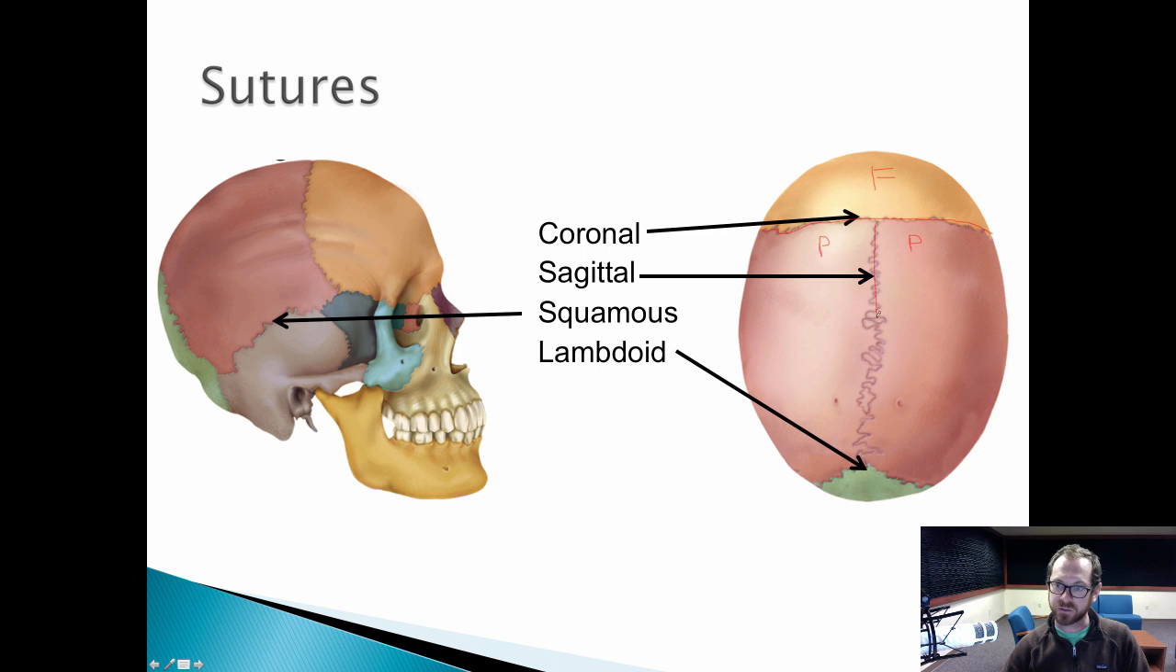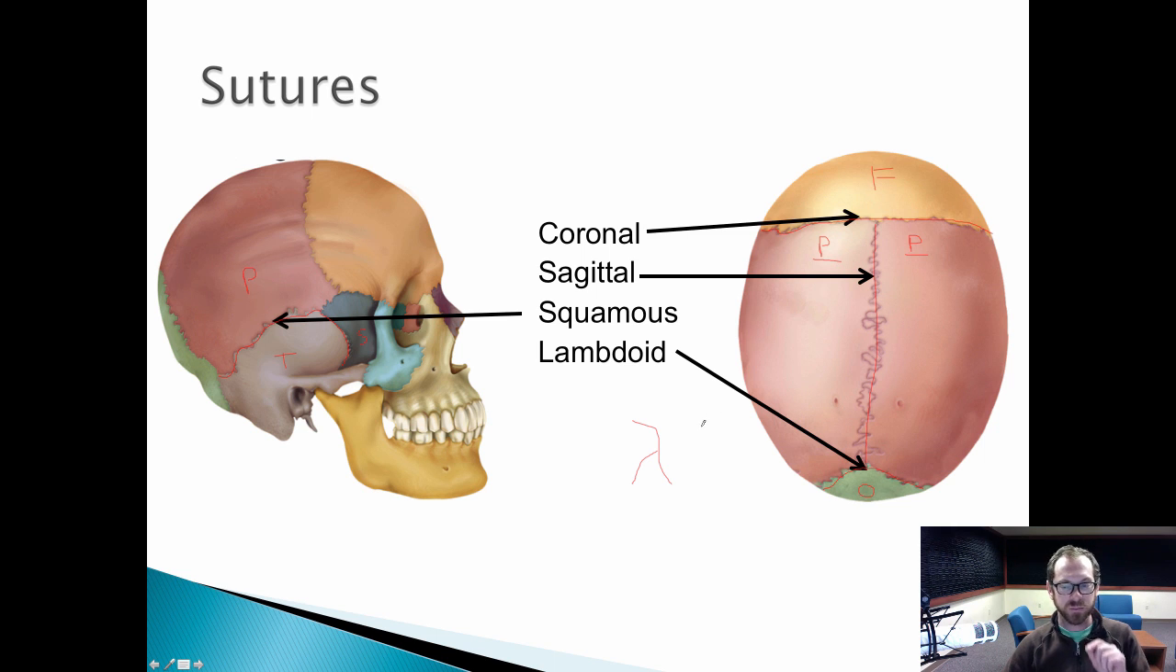Now next is our sagittal suture here. This is separating our 2 parietal bones, our right and left parietal bones. Our squamous suture is going to be indicated better on this image here. This is going to be separating our temporal bone and our sphenoid bone, as well as our temporal and parietal bone. And then our last suture here is called the lambdoid suture. This is going to be separating our parietal bones and our occipital bone back here. If you recall from physics, the symbol lambda kind of looks like this lambdoid suture, and that's why it's named that way.